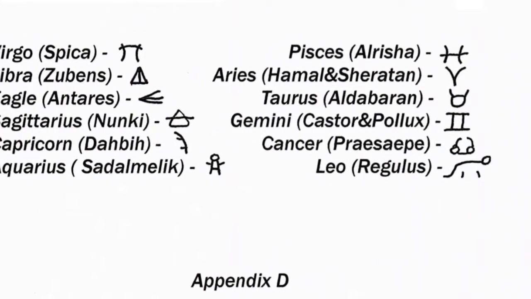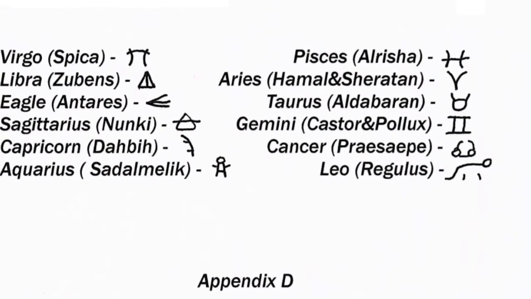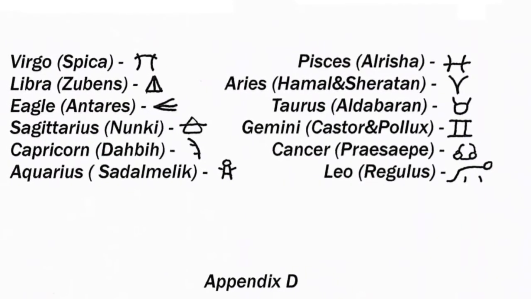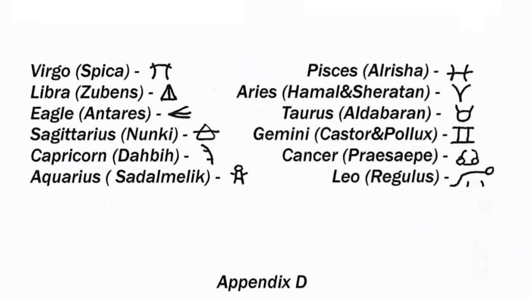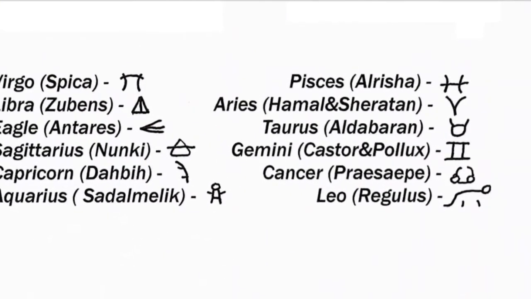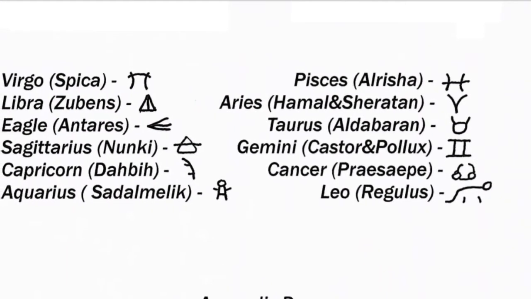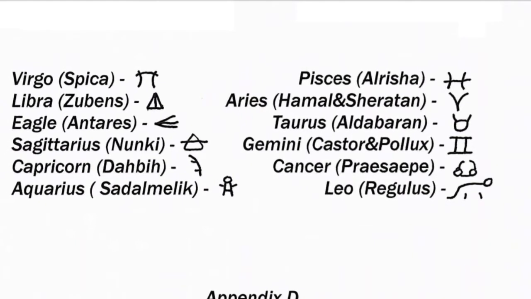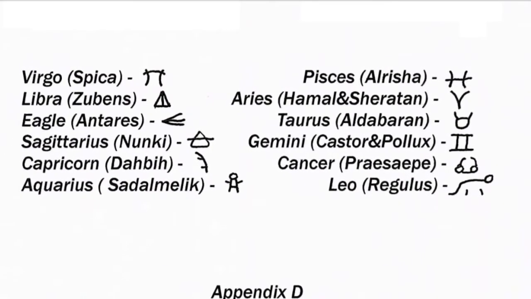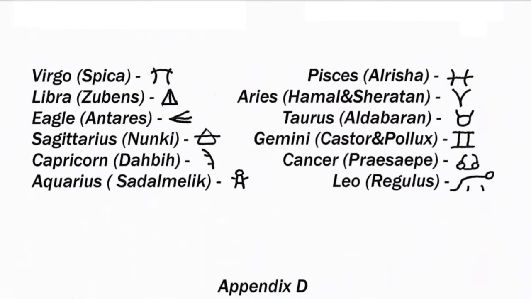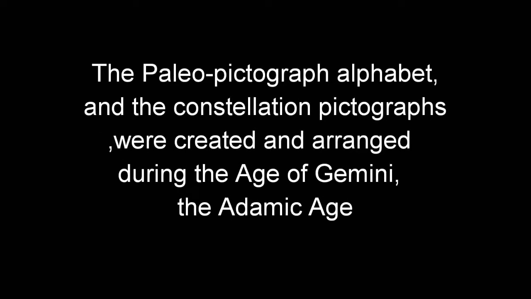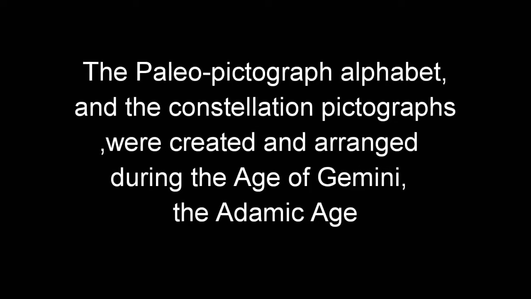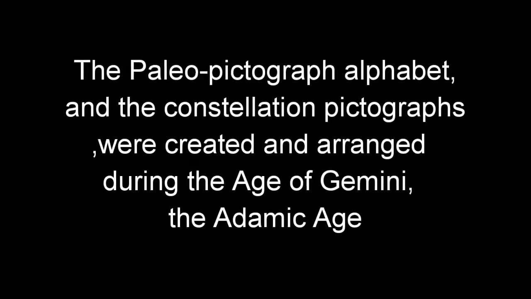The 11th pictograph is for Cancer. This was originally a beetle or ant. This is a pictograph of the pincher head of a beetle or ant. The 12th pictograph is for Leo. This is a pictograph of a lion. This is the last constellation. Virgo is the first. The Paleo-Pictograph Alphabet, and the constellation pictographs, were created and arranged during the age of Gemini, the Adamic age.